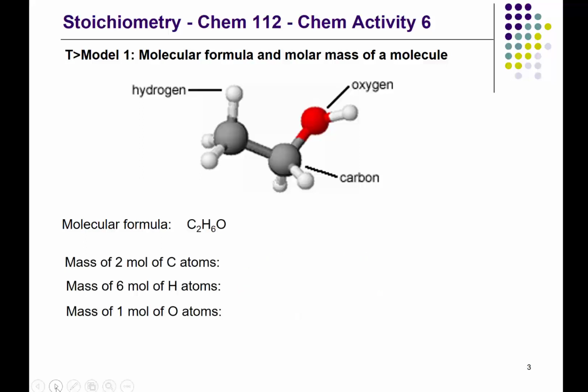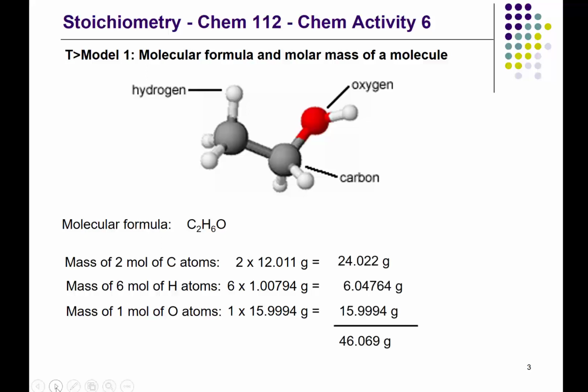So again, it's the same molecular formula, but now it's the mass of 2 moles of carbon atoms, the mass of 6 moles of hydrogen atoms, and the mass of 1 mole of oxygen atoms. So the calculation looks almost identical, except now this is 12.011 grams per mole of carbon atoms, not 12.011 atomic mass units. We do all the math, and in fact we come up with the same number, 46.069 grams. Of course, this is per 1 mole of ethanol molecule.